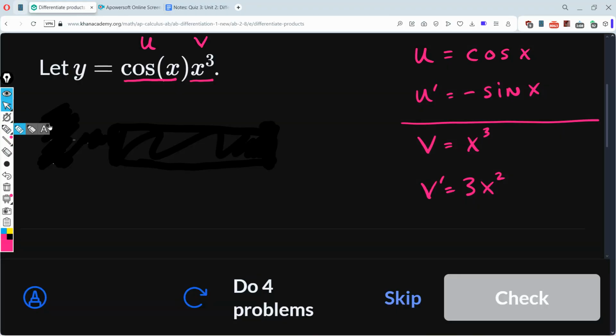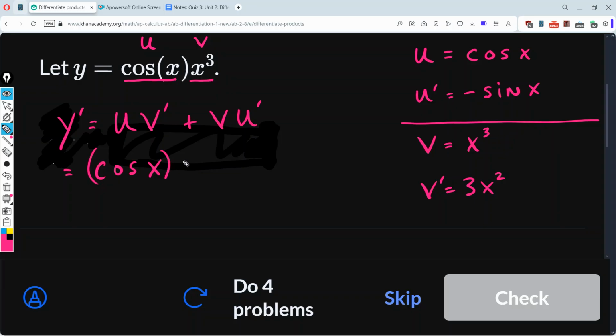All right, so we said at the beginning the derivative, you could say y prime or dy dx, same thing basically. We said it's going to be the first, which is u, times the derivative of the second, v prime, plus the second, which is v, times the derivative of the first, u prime. So for u, we said that's the cosine of x, and for v prime, we said that's 3x squared. So that's times 3x squared.